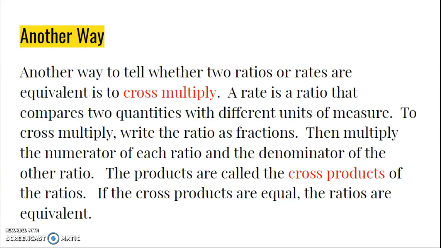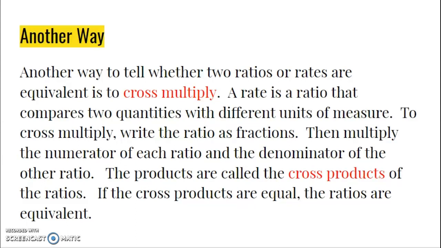As with most math problems, there are other ways to get the same answer. So I'm going to show you multiple ways today, and the next way is something called cross multiplication. We can tell whether two ratios or rates are equivalent using cross multiplication. Rates are just a form of a ratio, and we're going to learn a little more about those as we go through this lesson and lessons in the future. So a rate is a ratio that compares two quantities with different units of measure.